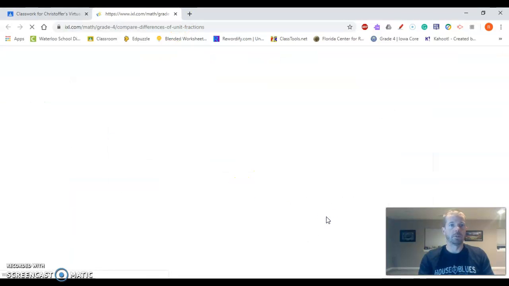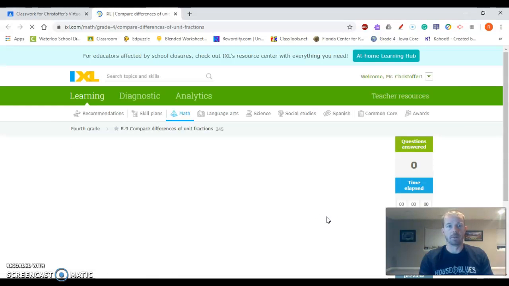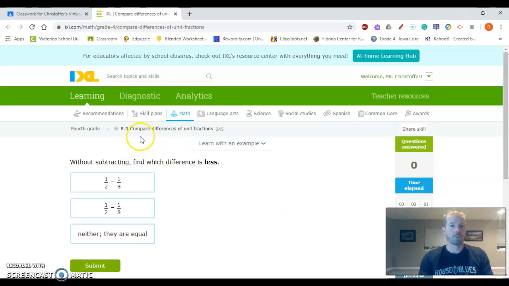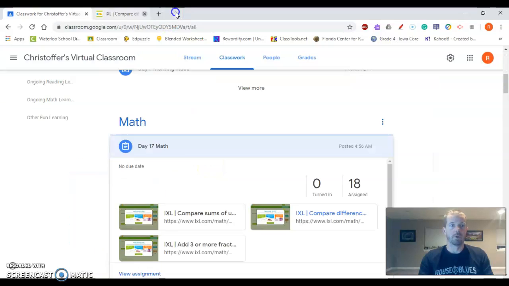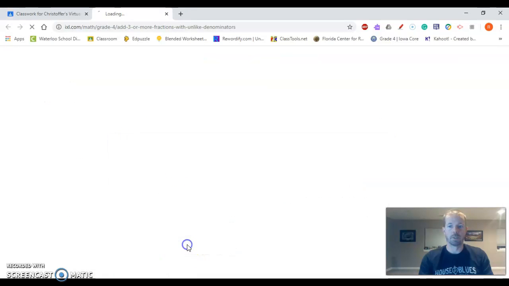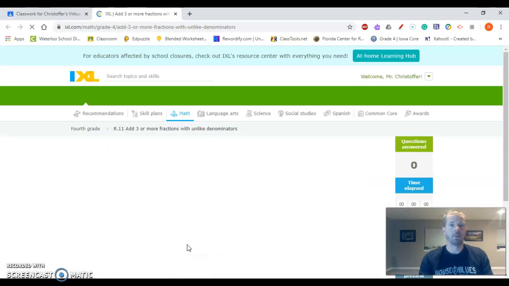Now the next one is very similar, except now you're subtracting. So you're comparing the difference. Remember, the difference is the answer to a subtraction problem. So this one, half minus 1/8, half minus 1/8. Which one is less? Okay, so work through that, and then I put a challenge in for you today.